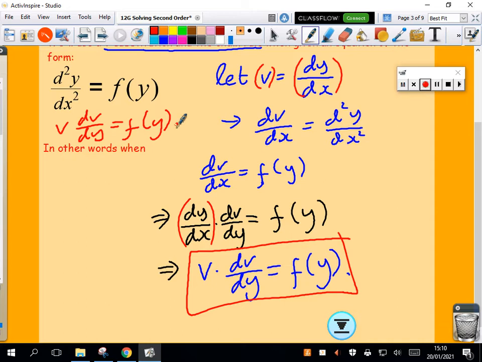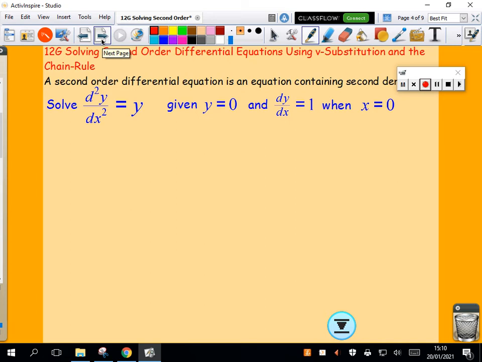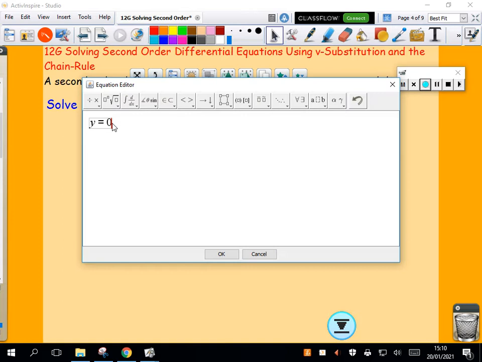Okay, so I'm going to look at one example here and see how this goes. I'm going to say I want to solve this differential equation, given that y equals, that should be y equals 1, I'm going to just change that to y equals 1.